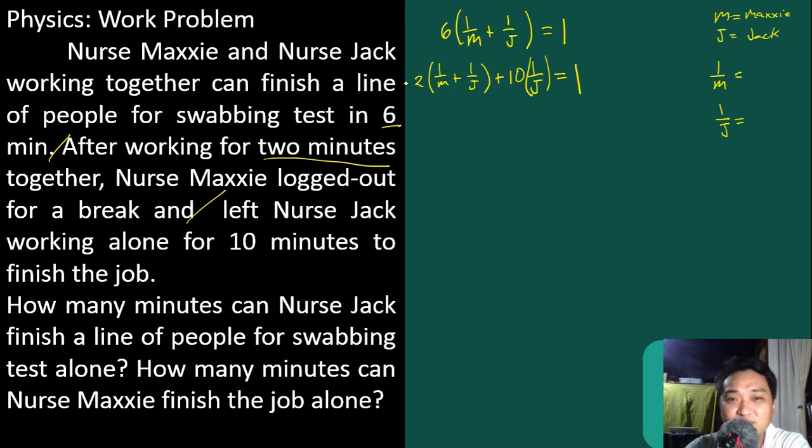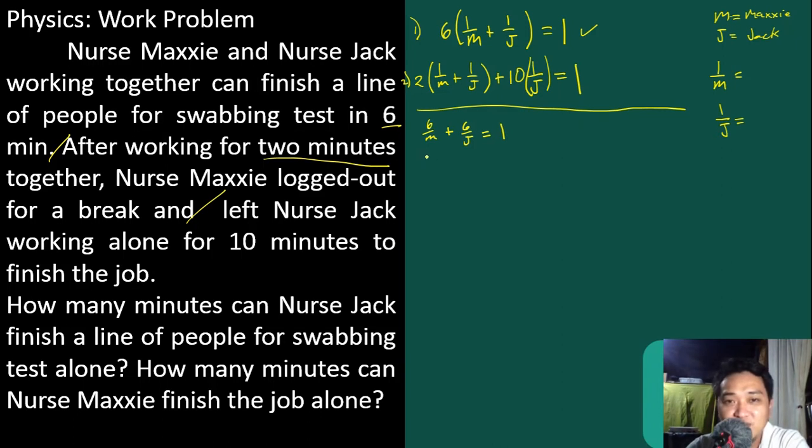So, we have now our second linear equation. So this is our first linear equation. This is our second. This is our first equation. This is our second equation. Okay. So let us first evaluate this. This becomes 6 over M plus 6 over J. That is equivalent to 1.